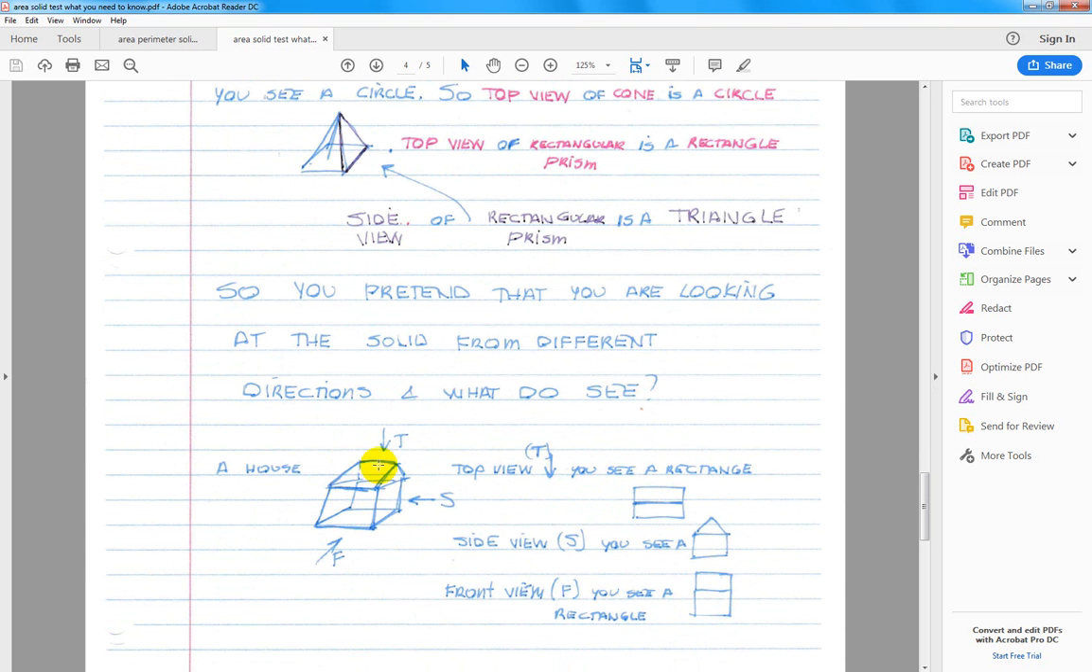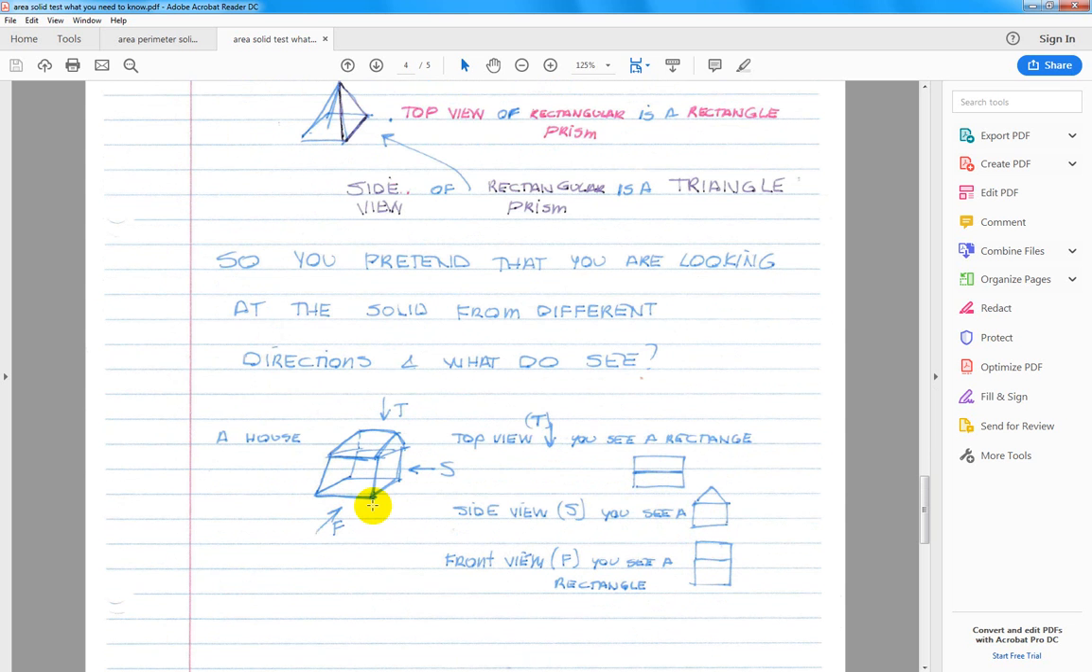You have this little house thing. You look at it from the top, from an airplane, it looks like a rectangle, because all you see is the roof. You look at it from the side, it looks like this shape that we asked you to get the area for before. And if you look at it from the front, it actually looks like a rectangle, because first you see the bottom half, and then you see the roof that, from this point of view, looks like a rectangle.